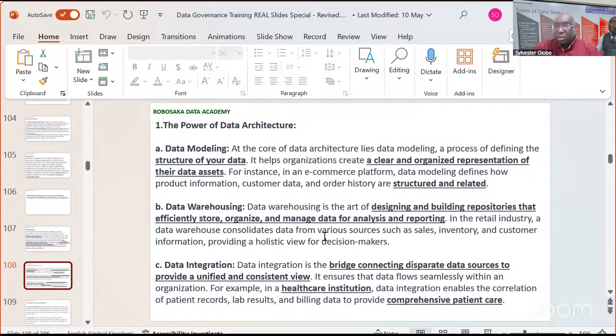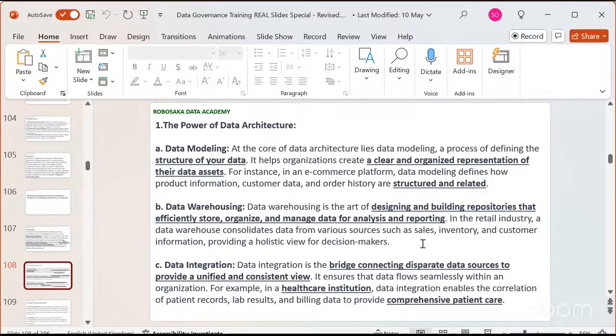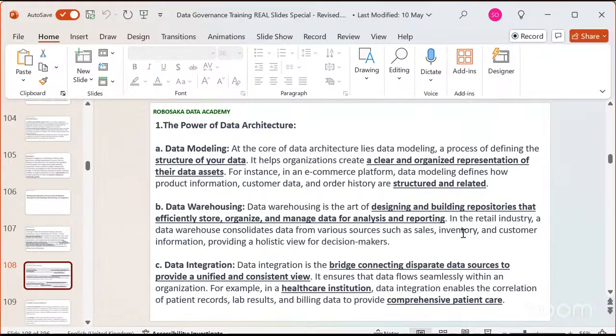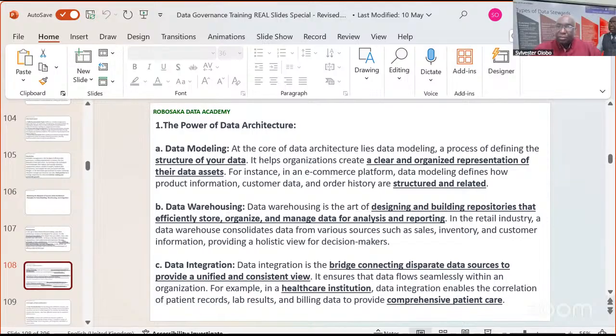But we also have data warehousing. When you hear the word warehousing, what comes to your mind? Storage, a place where things are stored. Storage. Yeah. Any other person? Organization. Organization. Yeah. Another person?